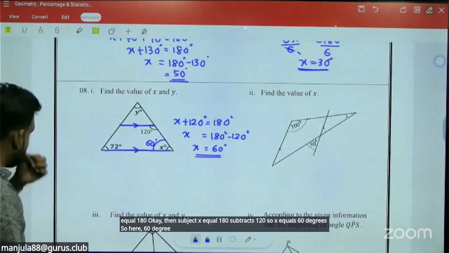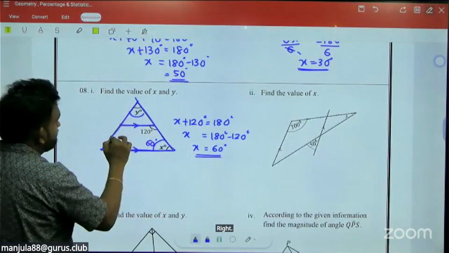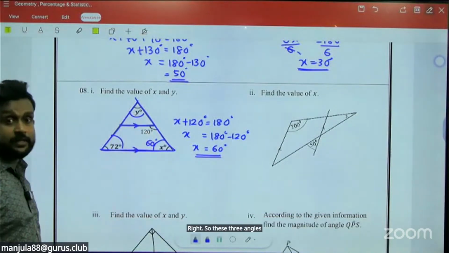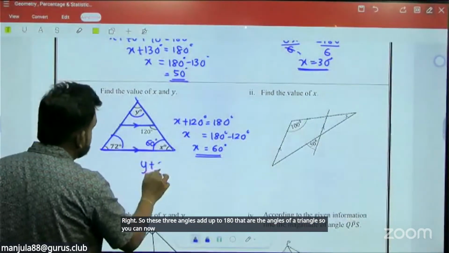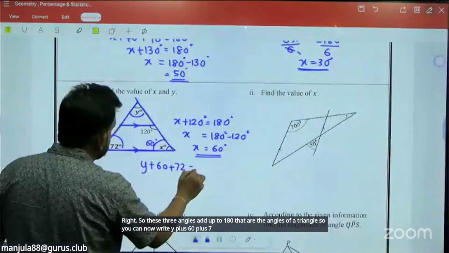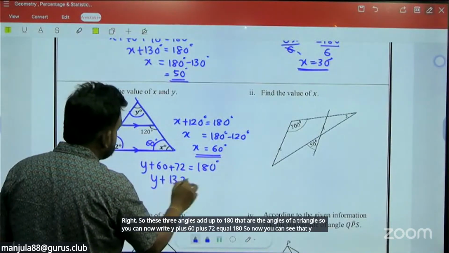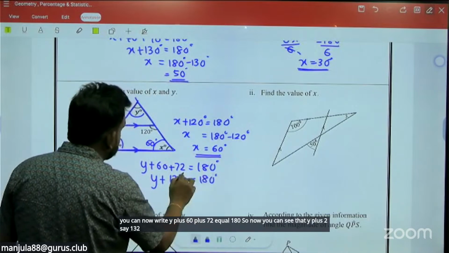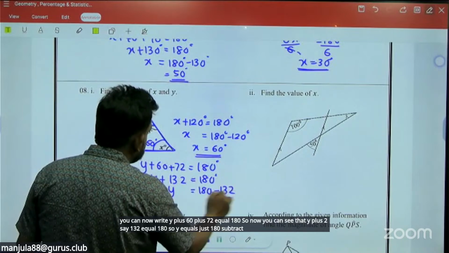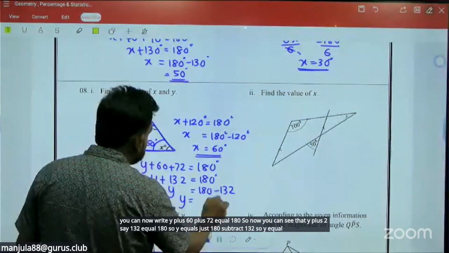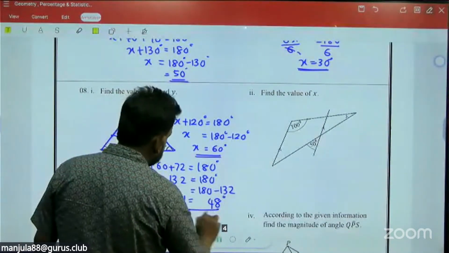Now you can see the bigger triangle here, right? So these three angles add up to 180. Those are the angles of a triangle. So you can now write y plus 60 plus 72 equals 180. So now you can see that y plus 132 equals 180. So y equals 180 minus 132. So y equals 48 degrees.